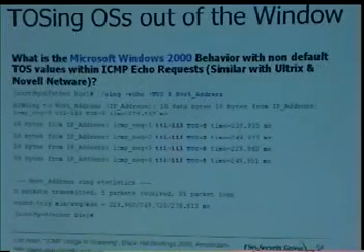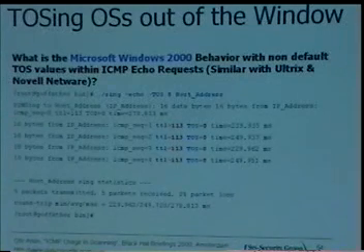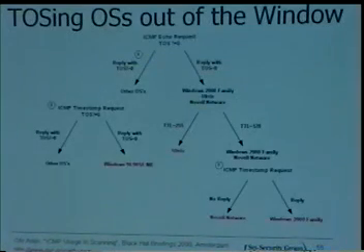Now, what would Windows 2K do? Well, it's all nice and fun. It will zero out the TOS field in the reply, which really should be the behavior according to RFC 1349. The problem is that Ultrix and Novell NetWare will do the same. So we have a method in order to distinguish between those.